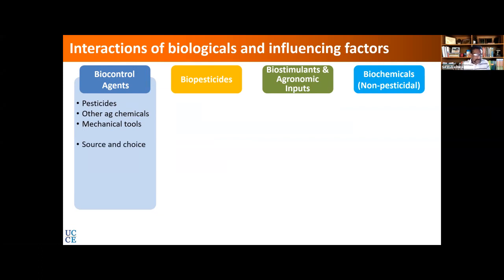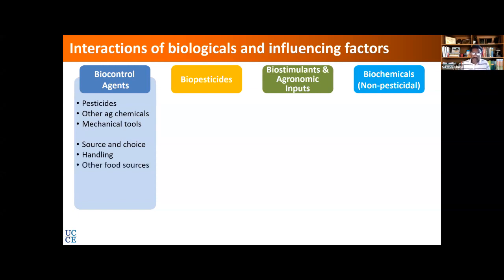And the factors that influence are the source and choice, right? You need to get your biocontrol agents from a good source, and also the choice means using the right natural enemies for the right target pest, and then handling them. Sometimes you have to store them overnight, or the way they are transported and the way they are applied, that is also very important. You don't want to expose them to harsh conditions.